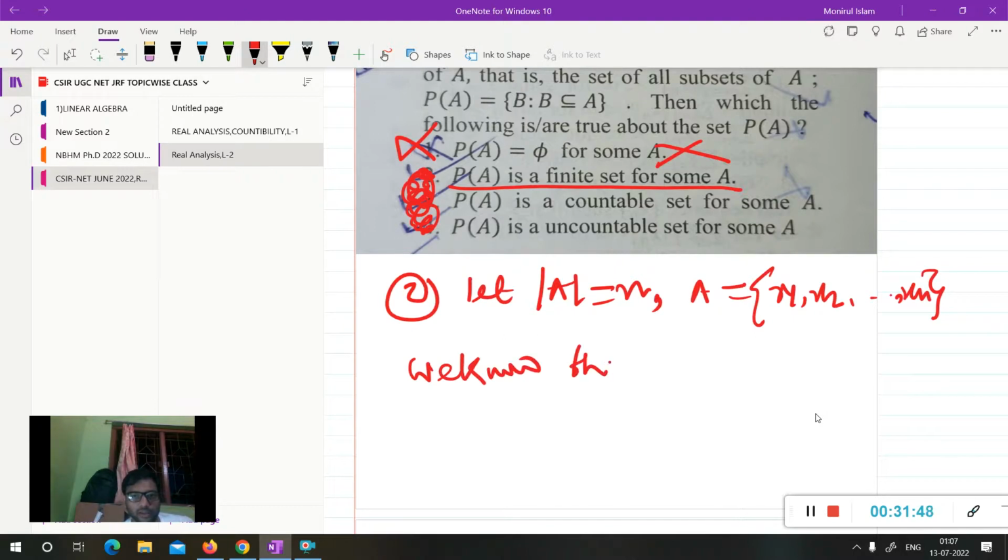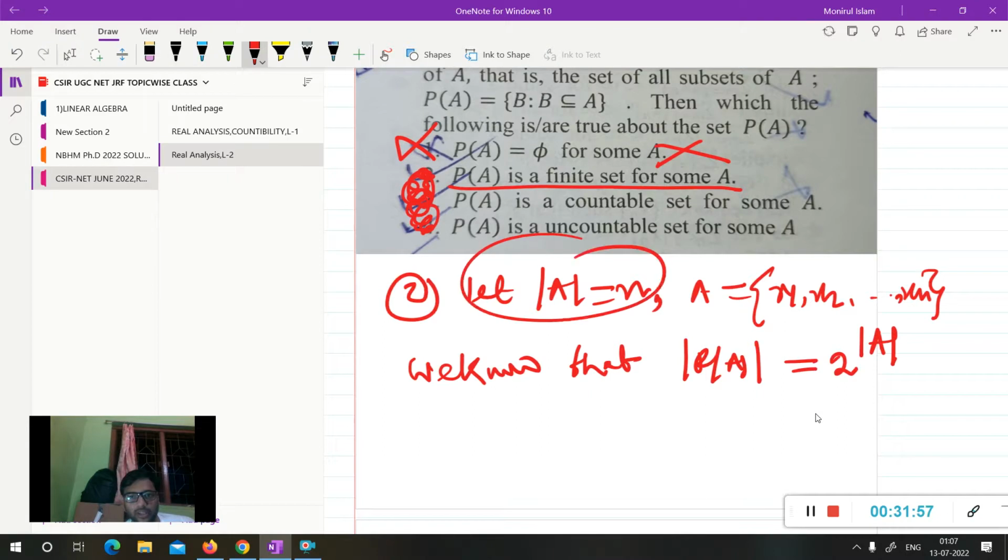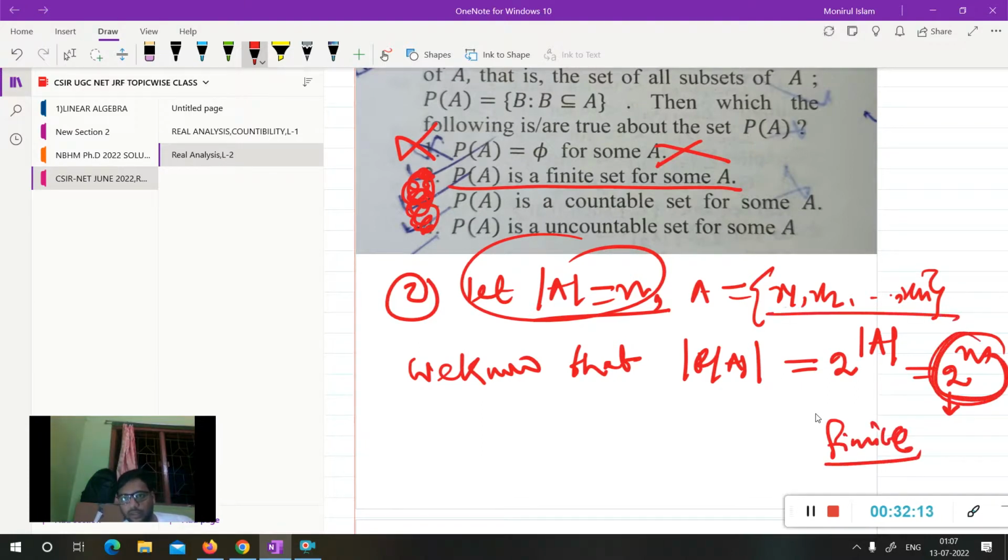So what do we know? We know that cardinality of P(A) will be cardinality of 2 to the power cardinality of A. Now cardinality of A is n, so you can say this is a finite set, and then cardinality of P(A) will be 2 to the power n. This is also a finite number, because if n is 2, then this will be 2 squared, 4, and if n is 3, then it gives 2 cubed, which means 8, so P(A) will also be finite. So if A is finite, then the power set is also finite. So you can say option 2 is correct.